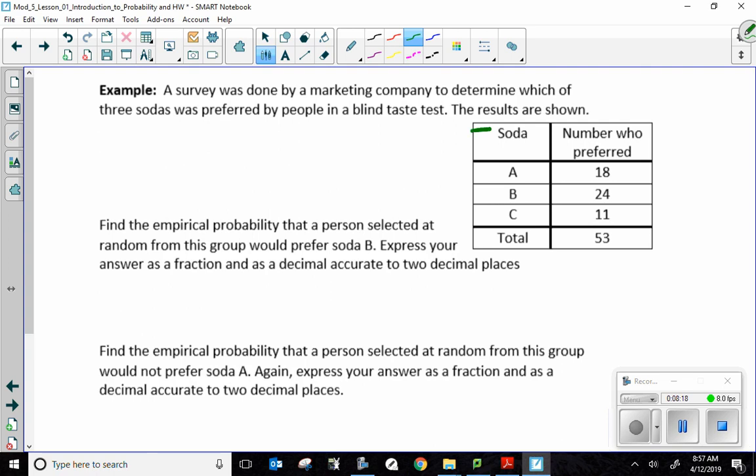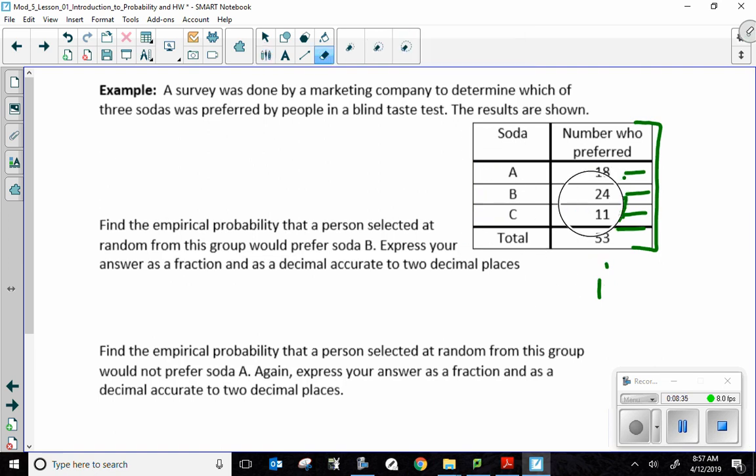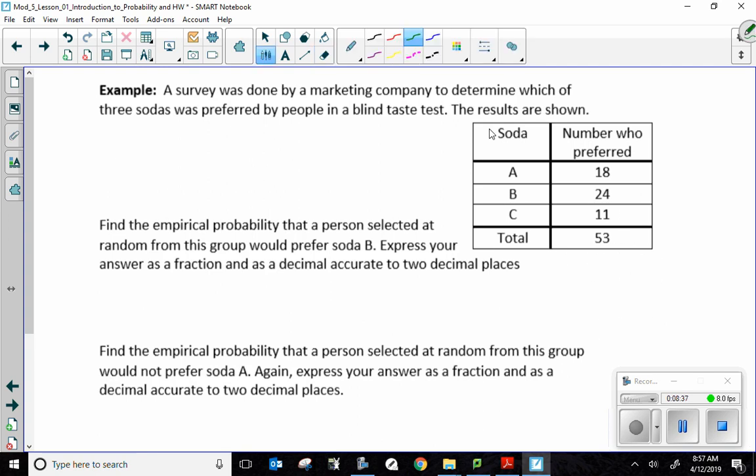Here is our data. Good. And here's soda A, soda B, and soda C, and the number of people that prefer each. This is the total of all the people if I add them. Okay? So, let's do some math.